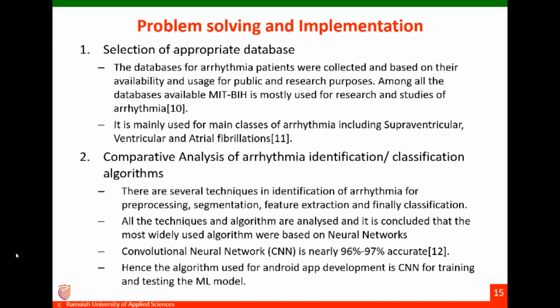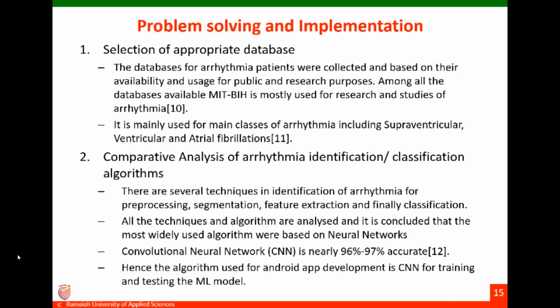This is the overview. So starting the problem solving and implementation part, first step is to the selection of the appropriate database that we are going to use and analyze based on their features and the data sets. The database of arrhythmia patients were collected and based on their availability and uses for public and research purposes. Among all the databases available, MIT-BIH is mostly used for the research and studies of arrhythmia, that is provided by MIT, and later it is used for the main classes of arrhythmia, including supraventricular, ventricular, and atrial fibrillation.